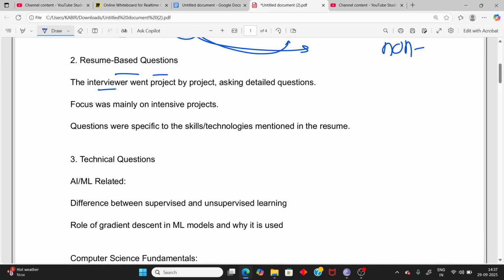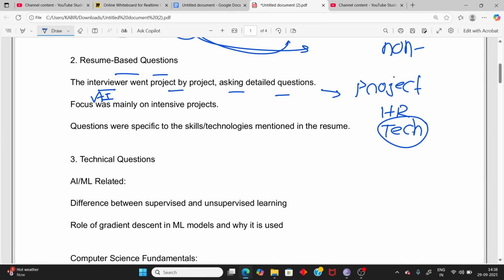Resume-based questions: the interviewer AI bot will pick up your project, and ask detailed questions. So you must prepare your project in detail, not only the HR-type questions; you should know the tech stack, which technology you have used, how you made the project, the components, everything at the coding level. Questions are specific to the skills and technologies mentioned in the resume. So include in your resume only those parts which you actually know. If you don't know something, don't mention it in the resume.